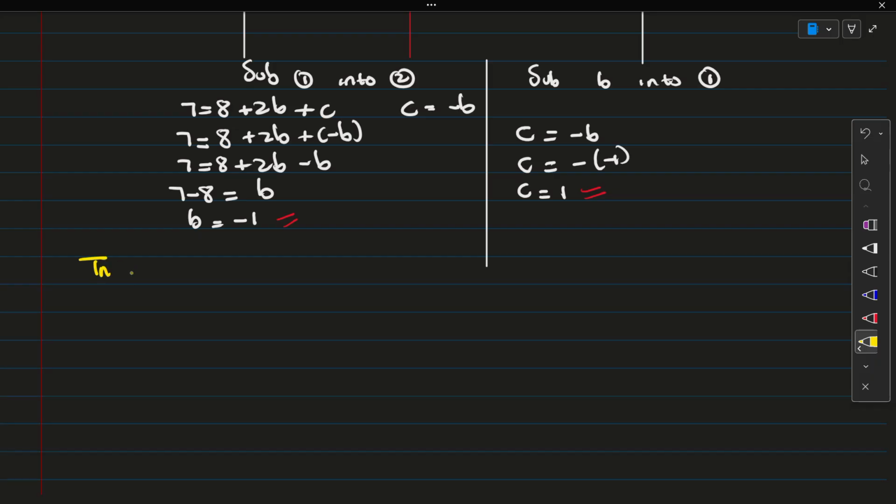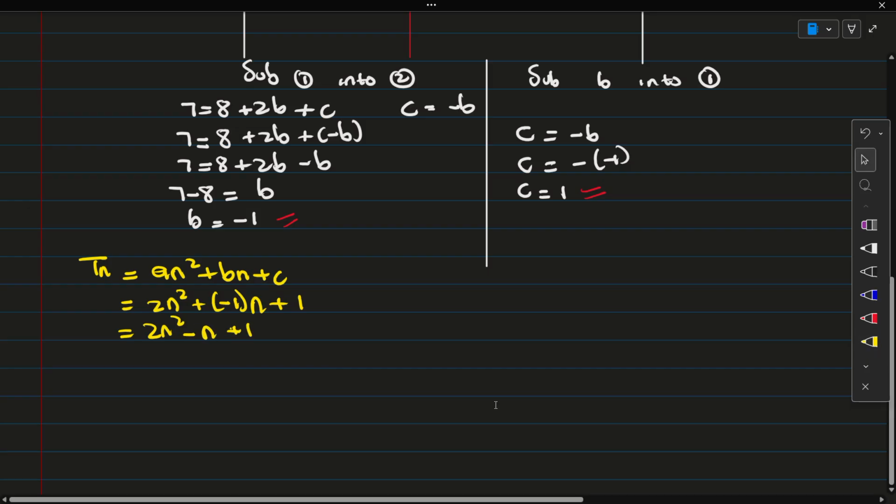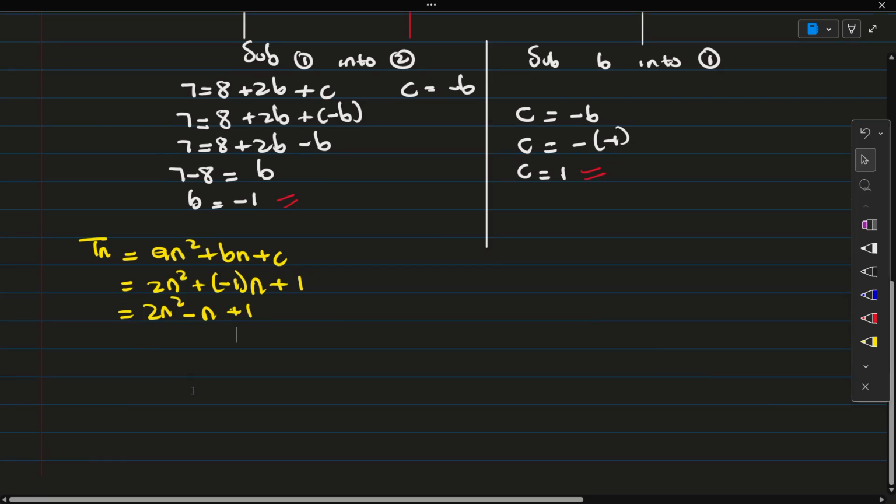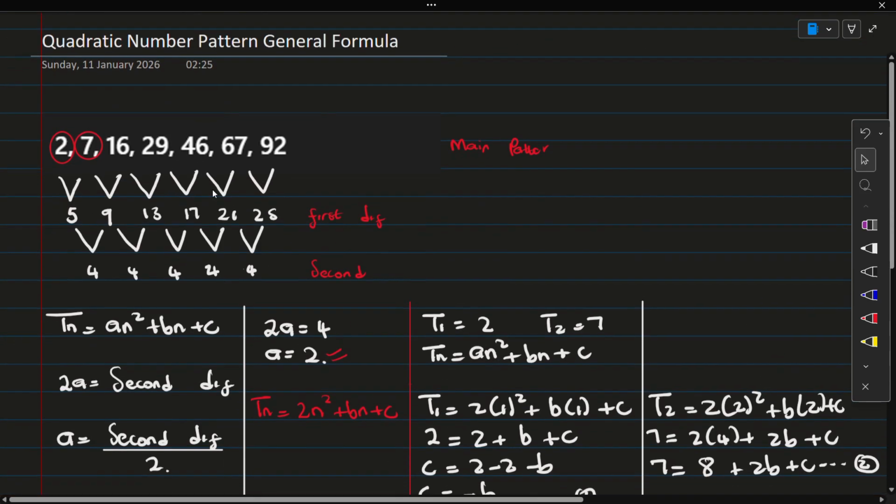Tn is equal to an squared plus bn plus c. What is our a? Our a is 2, so 2n squared plus, what is our b? Our b is negative 1. Okay, let me do this, I'm sorry. Plus negative 1 n plus c, which is 1. And I have 2n squared minus n plus 1. You realize this is what? Our final equation.